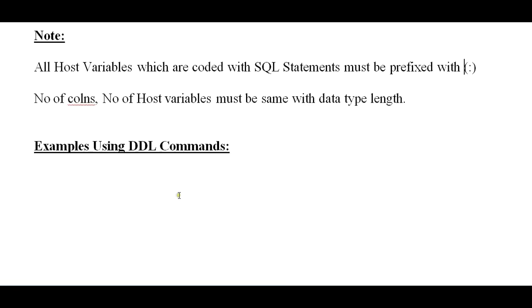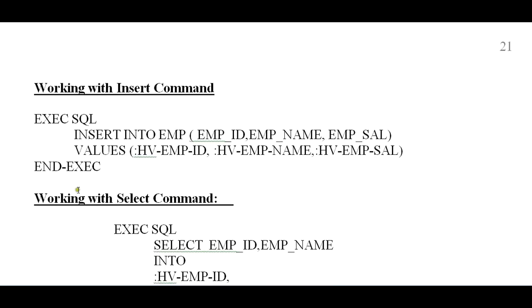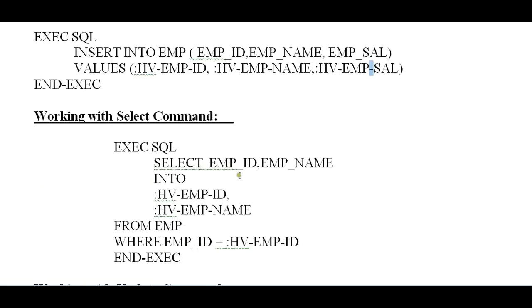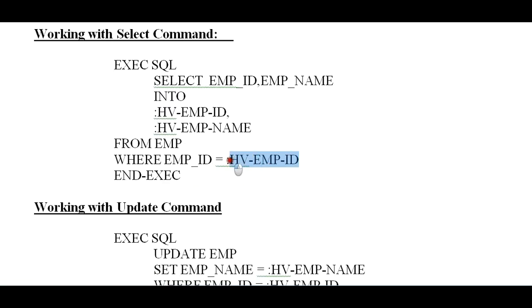So let us see an example using DML commands. First, we will be working with the insert command. EXEC SQL, insert into EMP, EMP ID, EMP name. You can see the values start with host variable names, so it is copying the data and inserting it from your local working storage variables. Based on these working storage variables, you can perform the various operations you want to do. Now working with the select command: EXEC SQL, select employee ID, employee name into employee ID, employee name from EMP, where EMP ID is equal to the employee ID host variable.